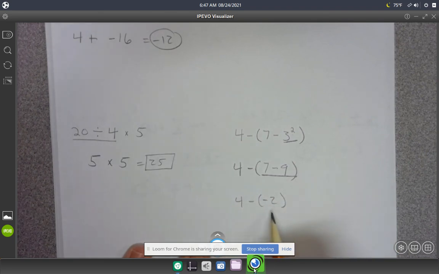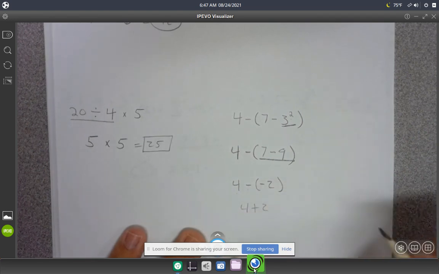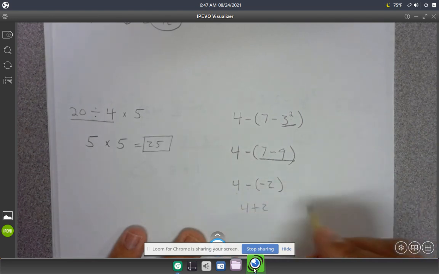And it really doesn't matter in this case if you put it in parentheses or not. Ultimately, if you're reading it, it's just 4 minus a negative 2. So because of the double negatives, that's going to turn into 4 plus 2, because you're subtracting a negative, and that's equal to 6. Okay?